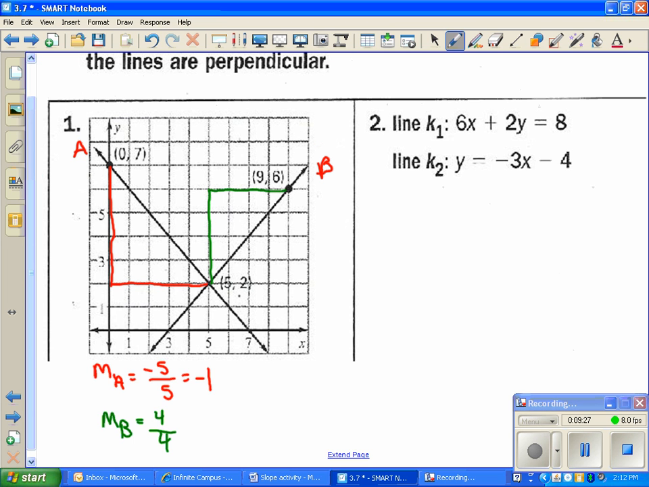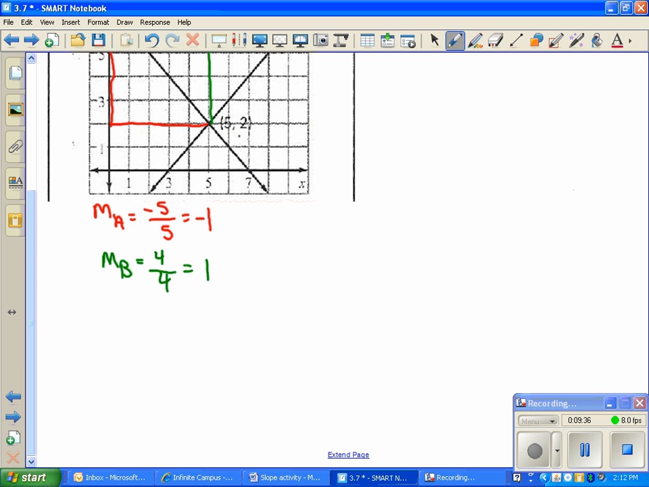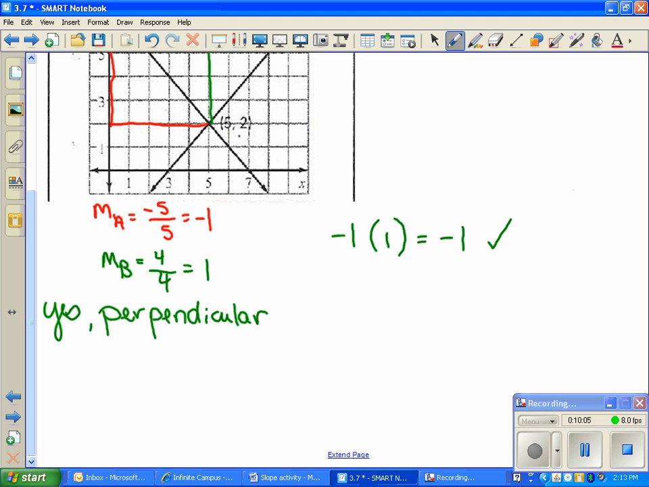What's 4 divided by 4? 1, right? Are those opposite reciprocals? Well, they're not fractions, but anytime you have a whole number, you can put it over 1, right? And if you flip 1 over 1, you still get 1 over 1, and one's positive and one's negative, right? They are opposite reciprocals. Test yourself out. Negative 1 times 1 is negative 1. Check. It is perpendicular. All right, and again, you can use the upside down T to represent perpendicular anytime.